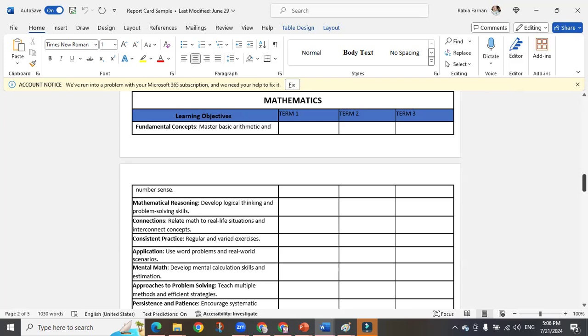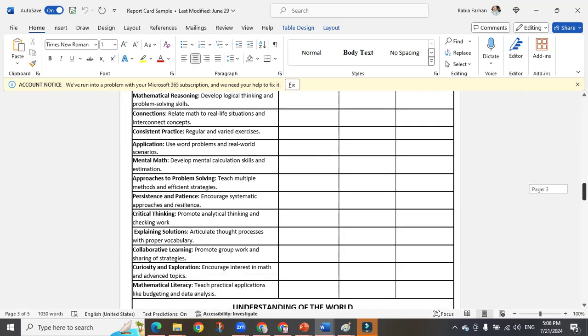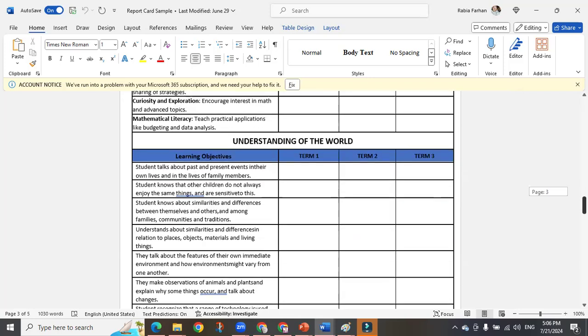So consistent practice should come over there, whether they are doing homework or not, whether they are performing their tasks on a daily basis or not. Application, how they are applying the criteria to the real life world. Okay, mental maths, how good they are developing their skills in mental maths. Then approaches of problem solving and so many things. Critical thinking is there, explaining solutions are there, collaborative learning is there, then group learning is there. So you have to set that criteria and you have to assess every child accordingly.